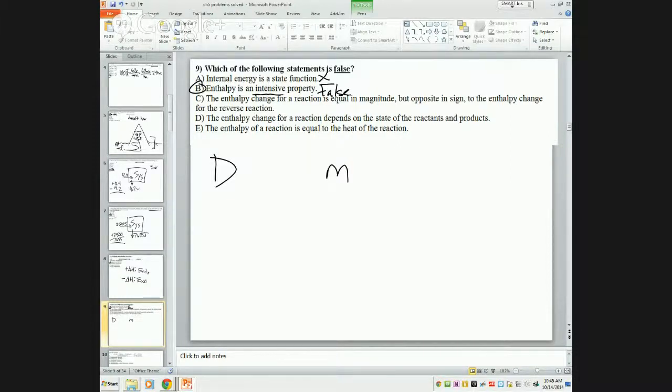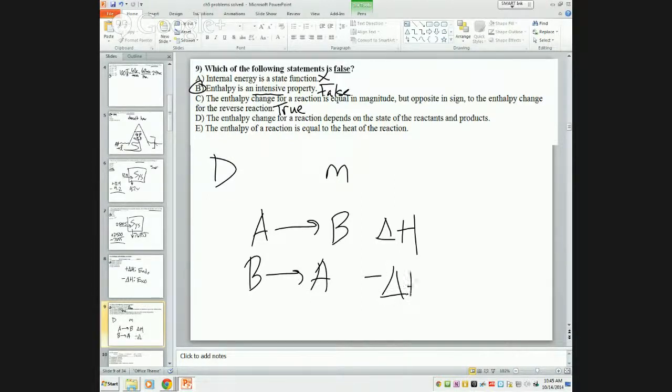Right, the enthalpy change for a reaction is equal in magnitude but opposite in sign to the enthalpy change for the reverse reaction. That is true. This is a true statement. Right? If you are looking for, you know, A becomes B and you have a delta H, well then if you do the opposite, B to A, it would be the negative of that delta H. It's the same magnitude, just the opposite sign.